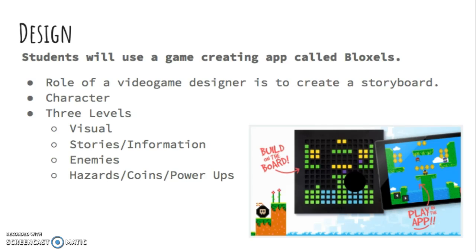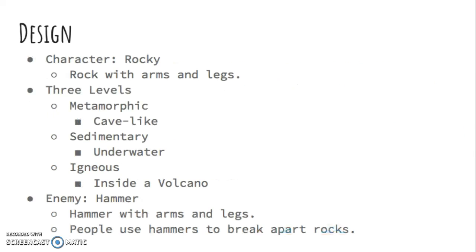And it also ties back into the role of a video game designer, which is to create a storyboard. So before they're even allowed to do the technology, they need some type of storyboard, something that they're going to go off of, a plan so that it all fits and flows together. So from there, I'd have my students create storyboards to figure out what their characters, what their 3 levels will be, at least 3 levels, including the visuals, what the board will look like, stories or information. There's usually a little box that they can click on to give some dialogue, what their enemies will be, and then where they want to put hazards, coins, or power-ups.